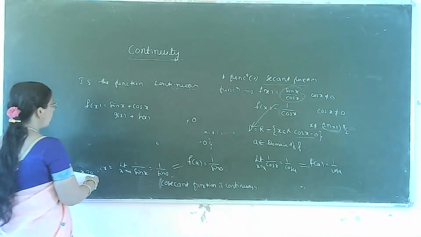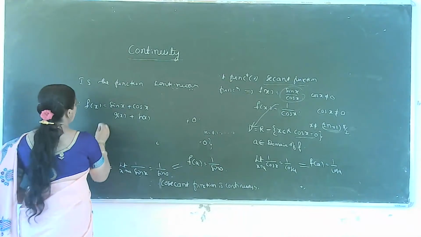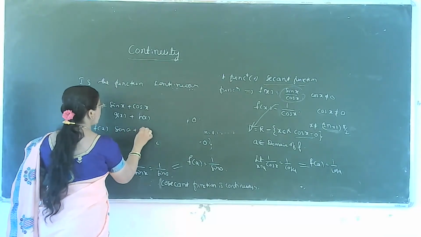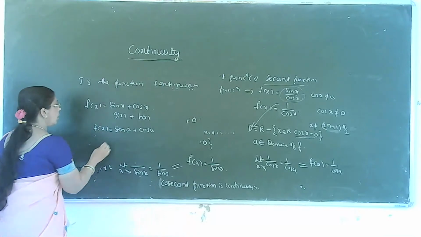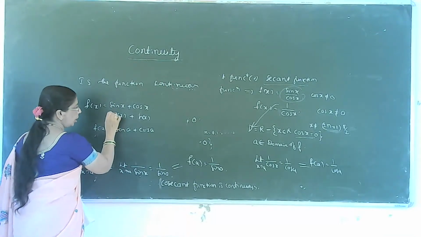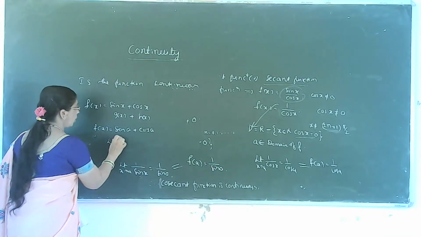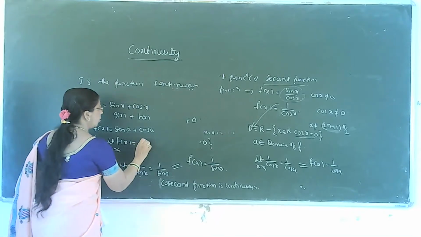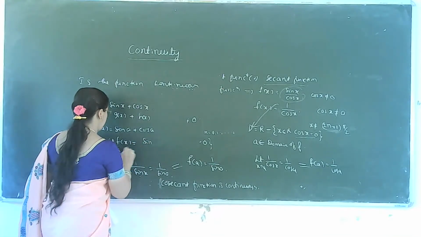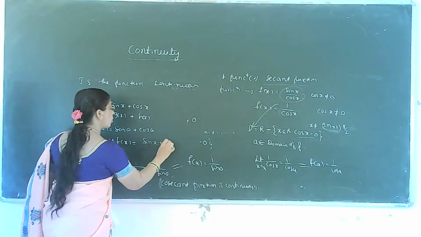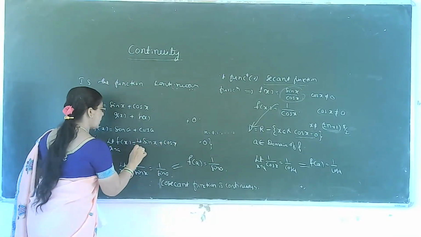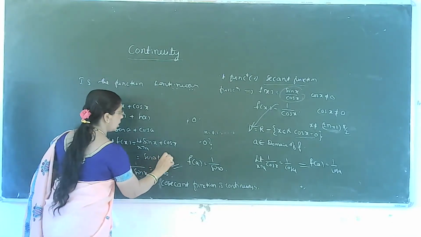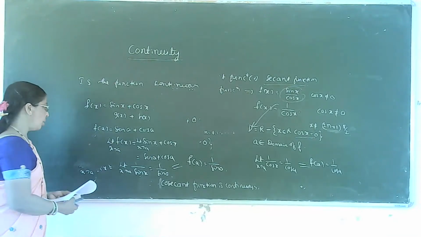In the same way, or otherwise, you can put the value of f of a here: sin a plus cos a. Then the limit of f of x as x tends to a of sin x plus cos x is equal to sin a plus cos a. Therefore, the function is continuous.